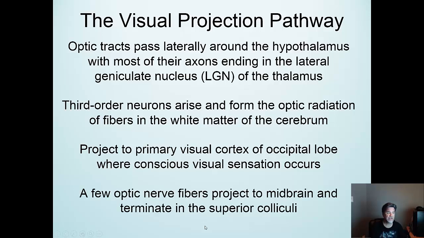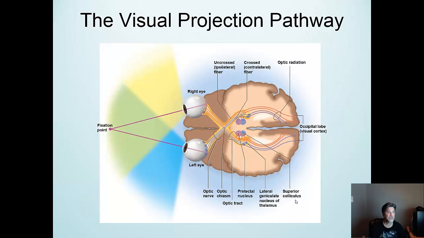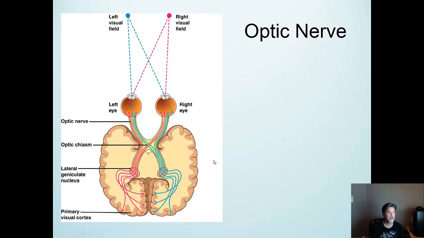Now, don't forget that our superior colliculus also receives just a few of these visual fibers to aid us in bright flashes, and so that we can respond appropriately with our startle reflex. So here's the idea of forming a visual projection pathway, and you can see how some of the fibers don't cross over, some do. And let's look at this in a little more detail in this graph, which I think shows it a little better.